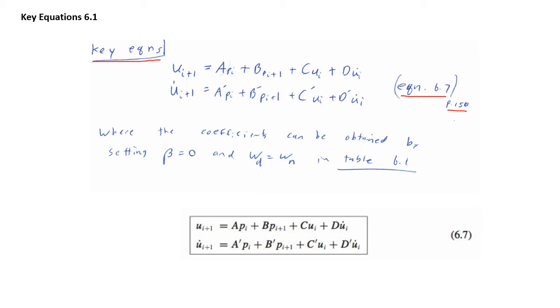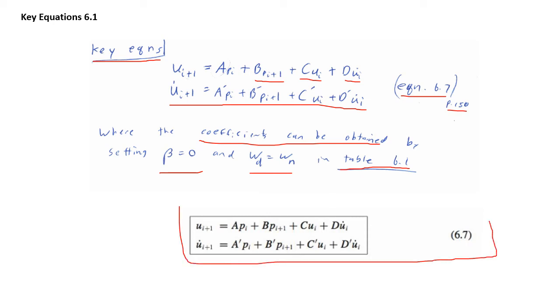And on page 150 of our textbook, we have this u sub i plus 1 is equal to a sub pi plus our b sub pi plus 1 plus c u_i plus d u_i there. And we have the derivative of that as well in this expression here. So this equation is given to us as our general equation we're going to use from equation 6.7 on page 150 of our text, where these coefficients can be obtained by setting our beta equal to 0 and our omega sub d equal to omega sub n, and then looking at table 6.1 in our textbook there. So here is equation 6.7 directly from our textbook down here.